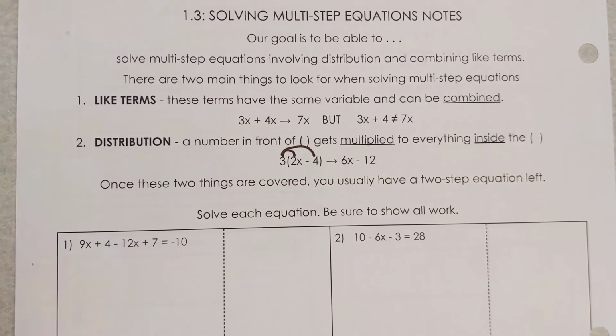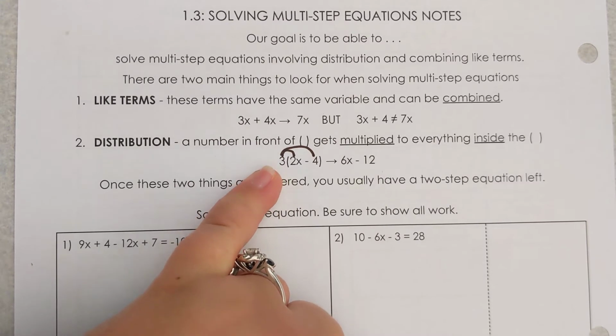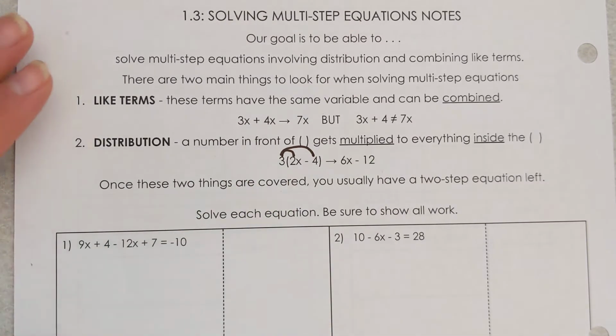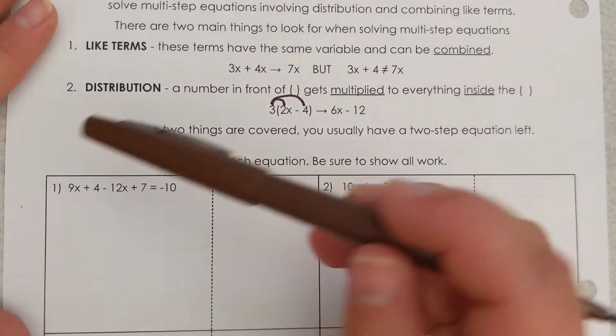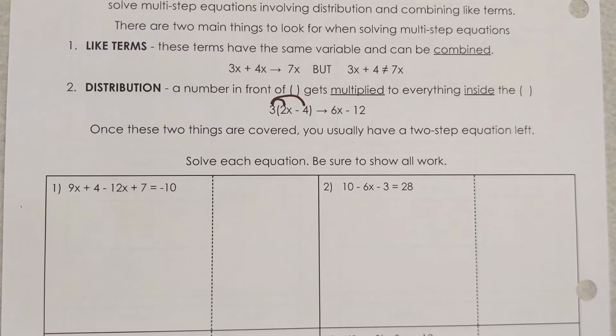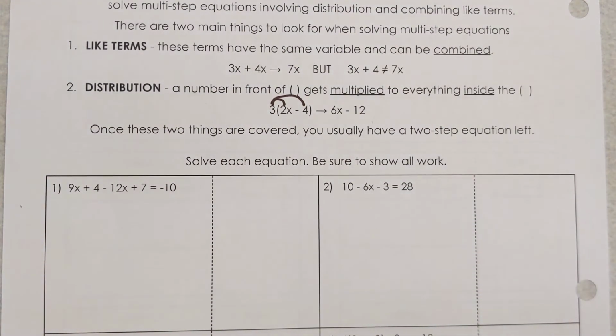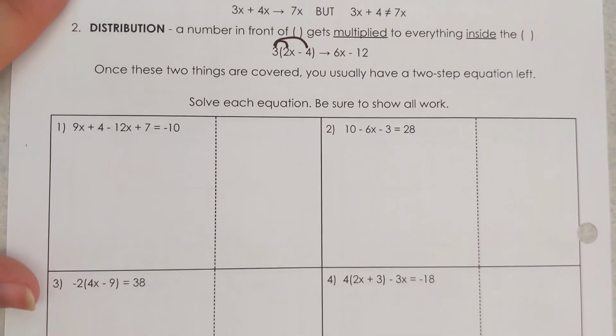So look out for those things. X's, for instance, that you're allowed to add together, and if there's a number in front of parentheses, your first step should always be to multiply it. All right, once you've covered those two things, you're usually going to end up having a two-step equation left. So basically, you do these two things, and then it's like 1.2 again, which we've already practiced.